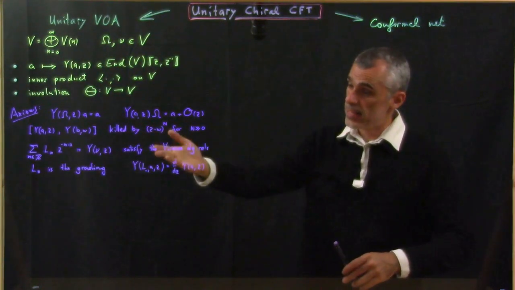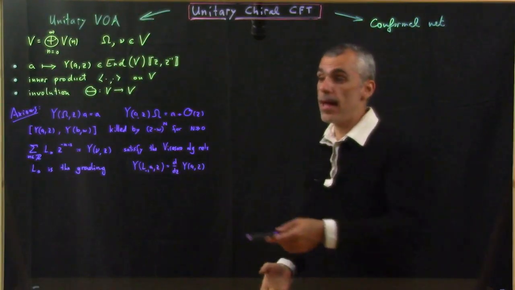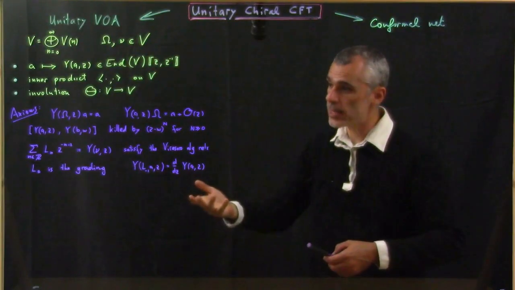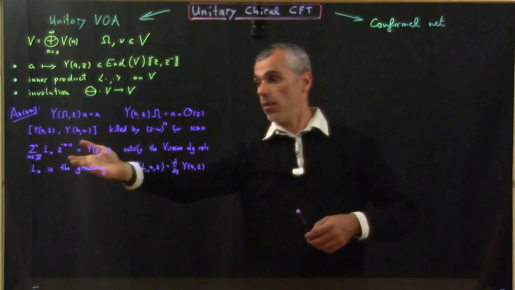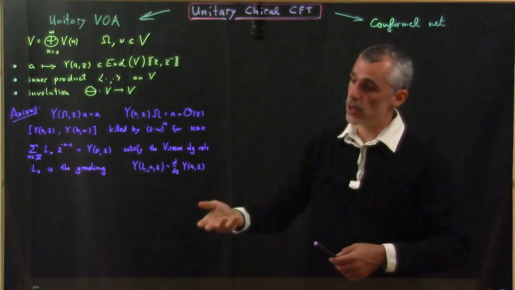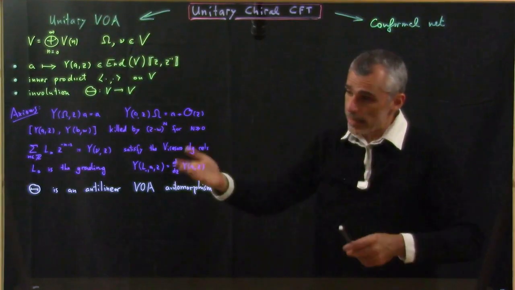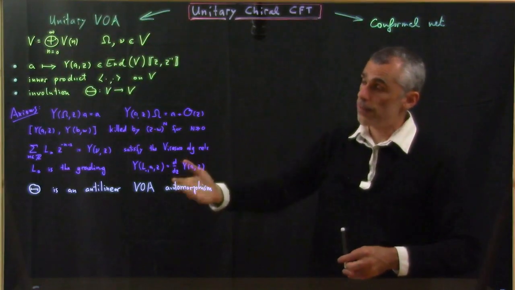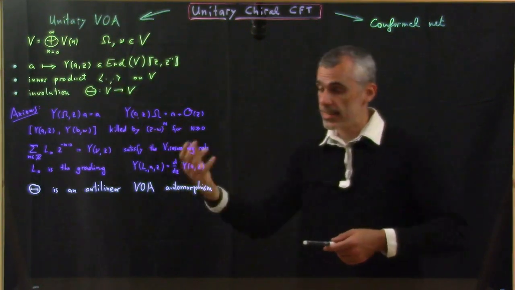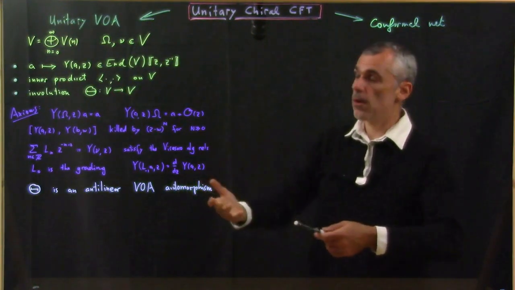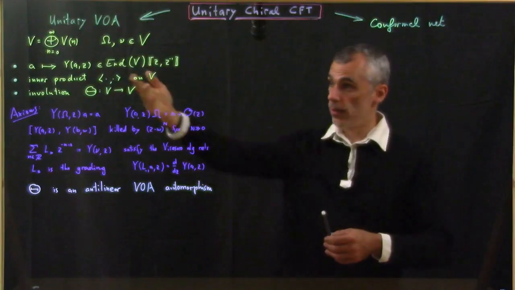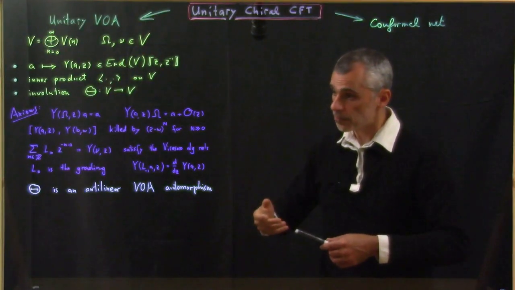Then we have the axioms that make this into a vertex operator algebra, namely that the modes of the field associated to the conformal vector satisfy the Virasoro algebra relations, that L0, the zero mode, is the grading, and that L-1 is the translation. Finally, we have the axioms that relate to the fact that this is a unitary VOA, namely that this involution theta is an antilinear VOA automorphism, i.e. fixes the vacuum and the conformal vector and is compatible with the state field correspondence.